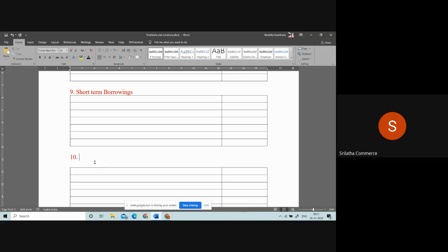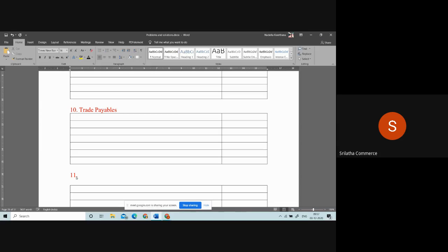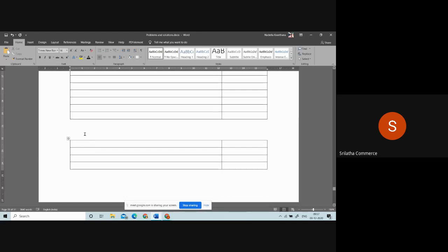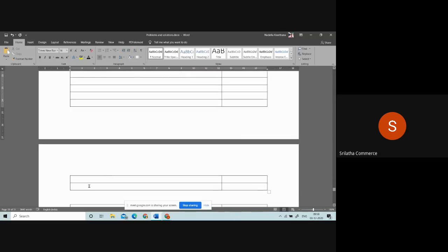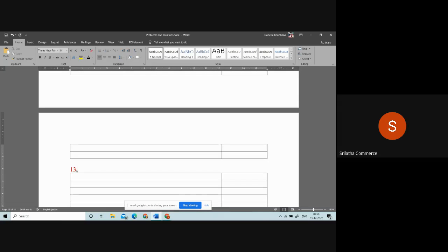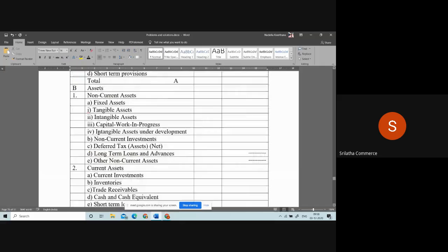Then comes trade payables, 9, 10. Trade payables. After trade payables, 11 is short-term provisions. Then we have 12, assets, the fixed assets, tangible assets. Then you have 13. I think directly current assets, trade receivables, no? All this we are not having. Current investments directly we can take. Inventories we can take directly.